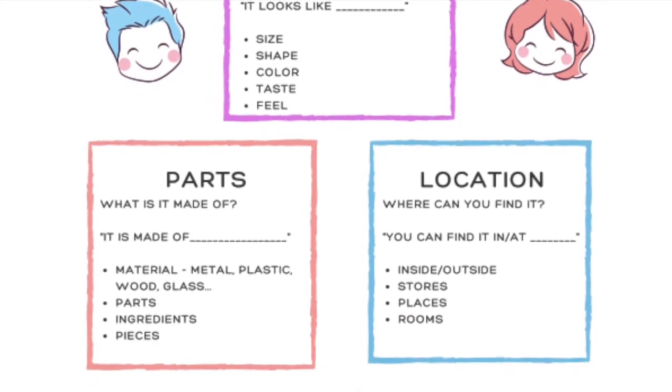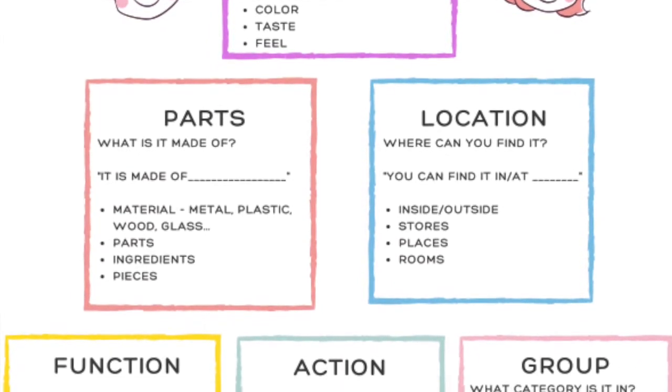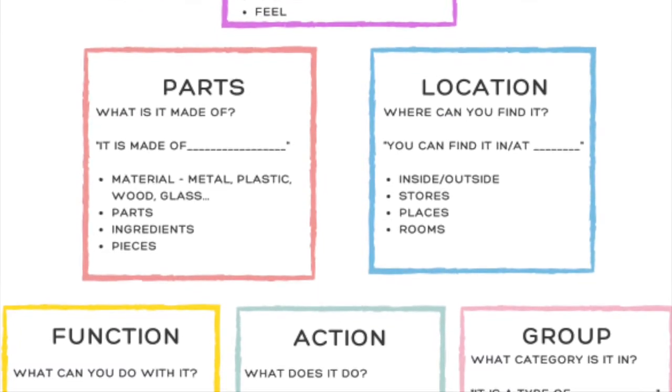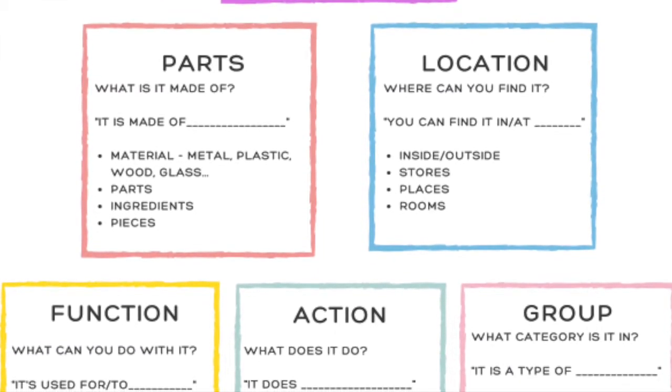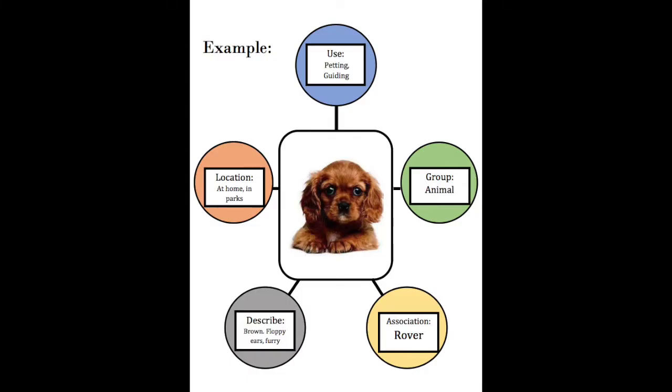So it just shows the different features that we can use to build semantics. So those could include appearance, parts, groups, location, function, and it kind of explains those. This next chart is a little more specific. It has a specific vocabulary word in the middle, and then these little bubbles are the different features that we can use to describe the item.